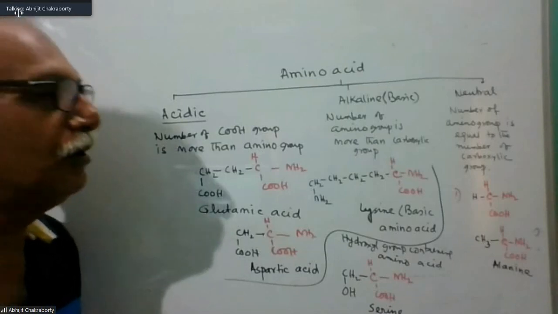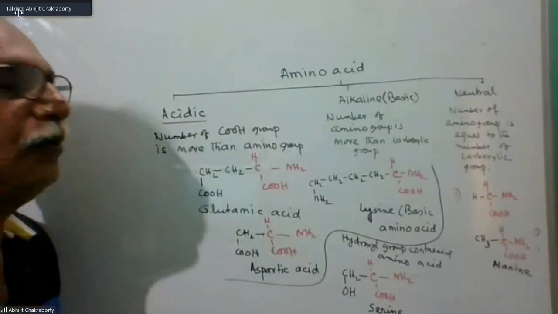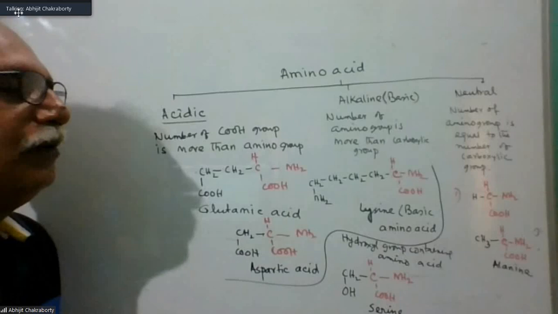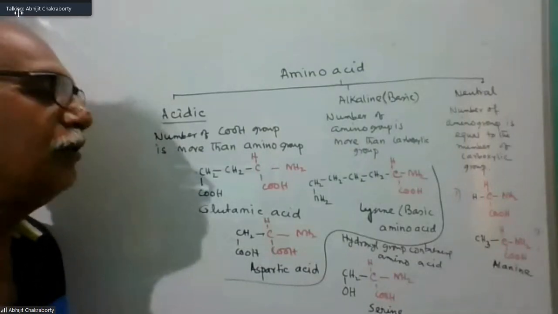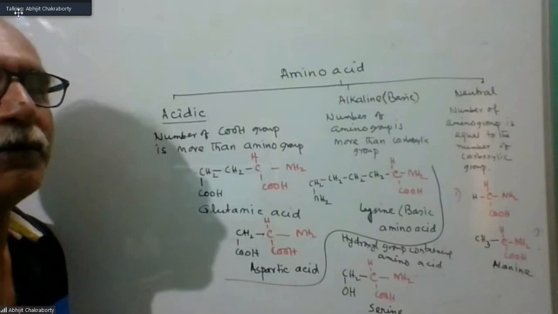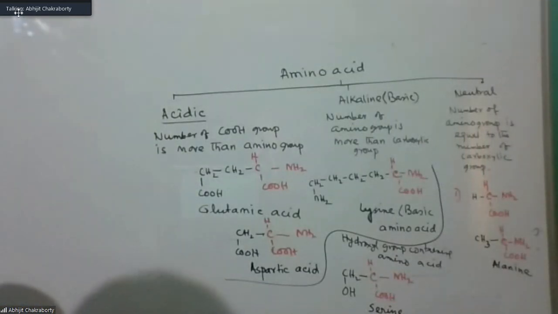অবশ্যই, because you know number of amino group, whenever it is equal to the number of carboxylic group, it should be a neutral amino acid. So serine is a neutral amino acid. So now question comes, name one hydroxyl group containing amino acid. The answer should be serine.